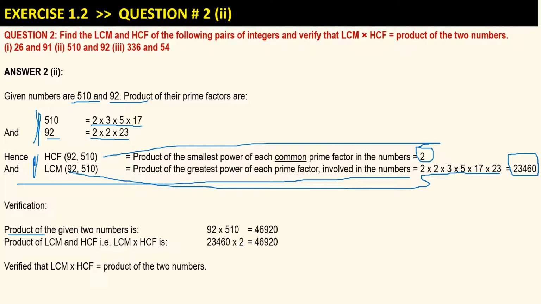So in our case, the product of the given two numbers is 92 multiplied by 510, which is equal to 46,920. And if we find the LCM multiplied by HCF, we will get 23,460 multiplied by 2, which gives us the same value, that is 46,920. So we see that these two things are equal. Hence we can say that we have verified that LCM when multiplied by HCF gives the product of the two numbers.